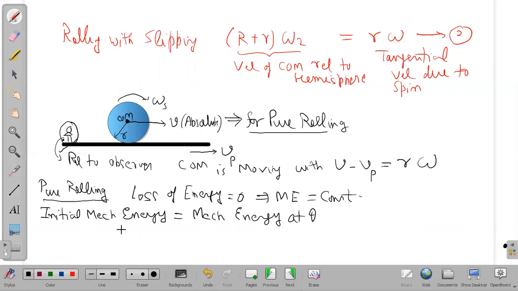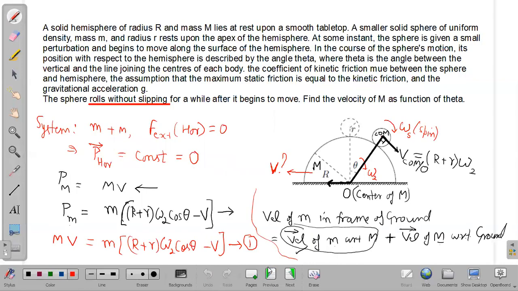And what was the initial mechanical energy? Or otherwise, in the other way, you can say that the loss in gravitational potential energy should be the gain in kinetic energy of the system. And what is the loss in gravitational potential energy?